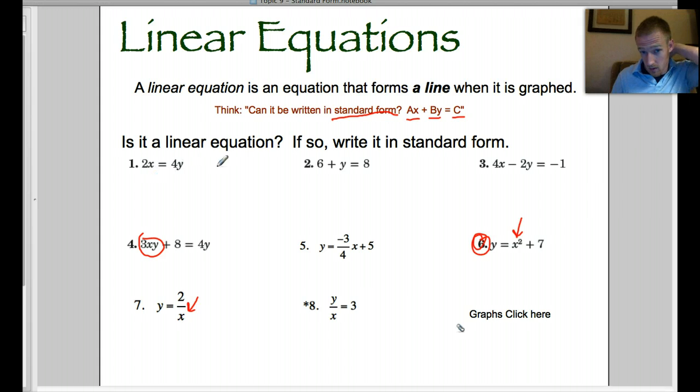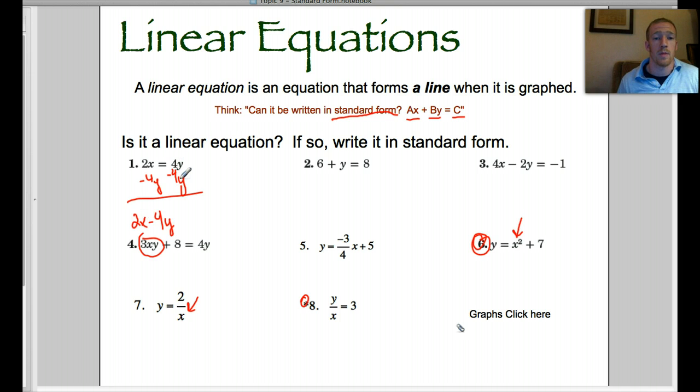The other ones can be converted into standard form because it's just either one variable or two, but you're never multiplying, there's no exponents, and you're not dividing by a variable. This is a special case that I'll show you at the end. So let's write it in standard form. Subtract 4y from both sides, and that gives us 2x minus 4y, and 4y minus 4y. What are we left with? Just 0. That's fine, we still keep it an equation, we have to have something over here. So 2x minus 4y equals 0.